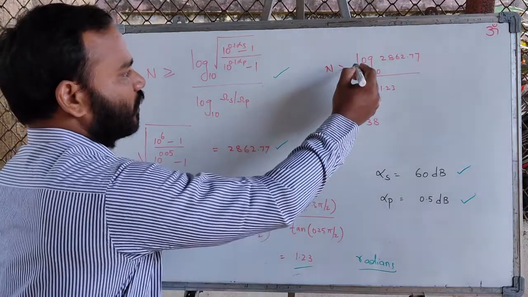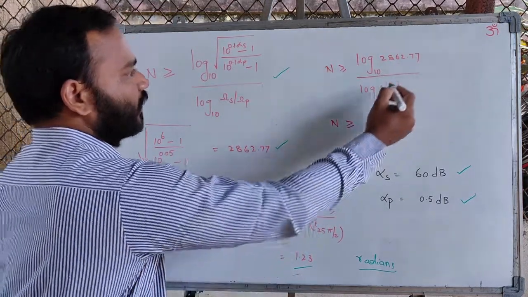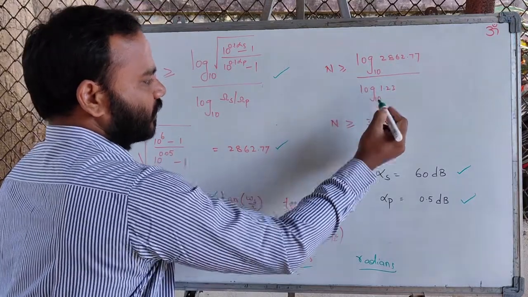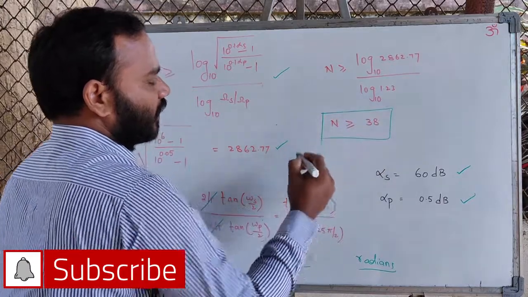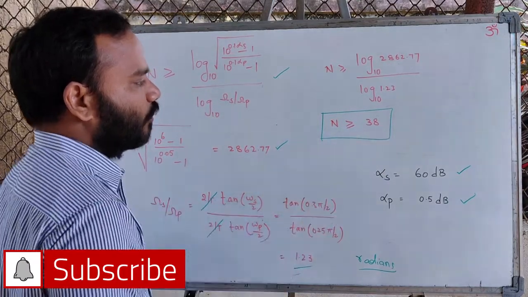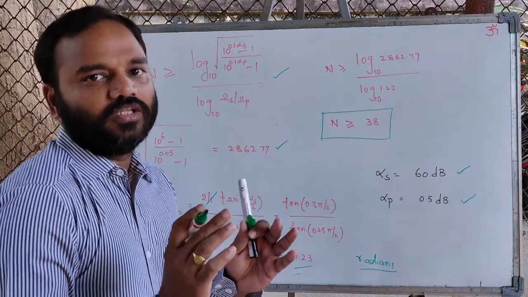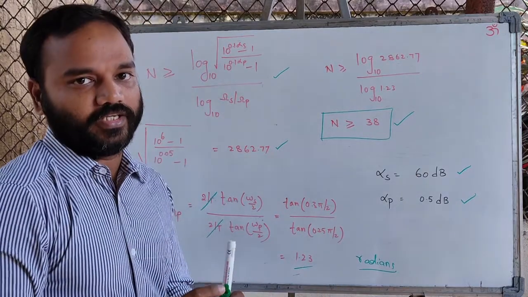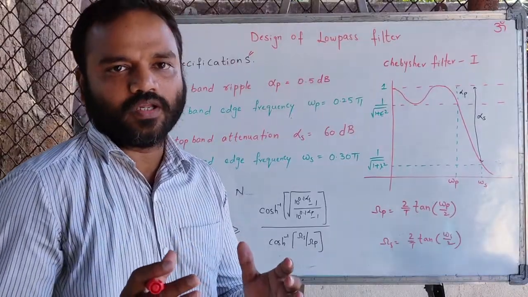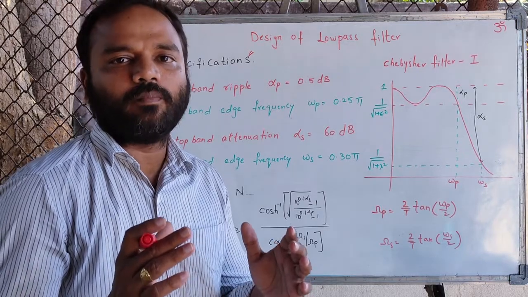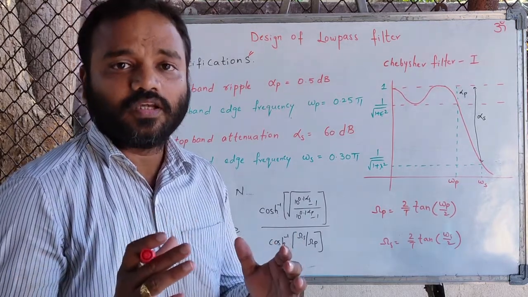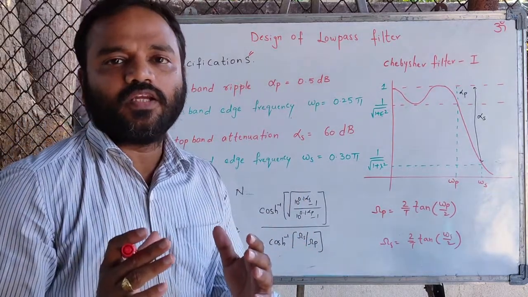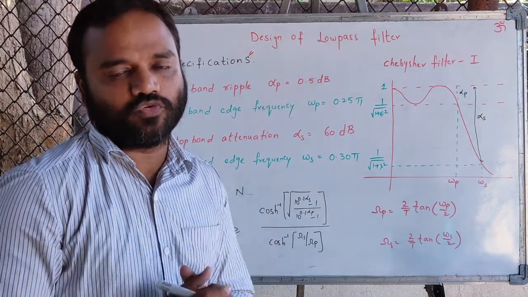Now the order of the filter is log of 2862.77 to the base 10 divided by log of 1.23 base 10. So the value is N greater than or equal to 38. So for the given specifications, the Butterworth filter order is 38. We have computed the order of the Butterworth low pass filter. Next, for the same specifications, we will find the order of the type 1 Chebyshev filter.